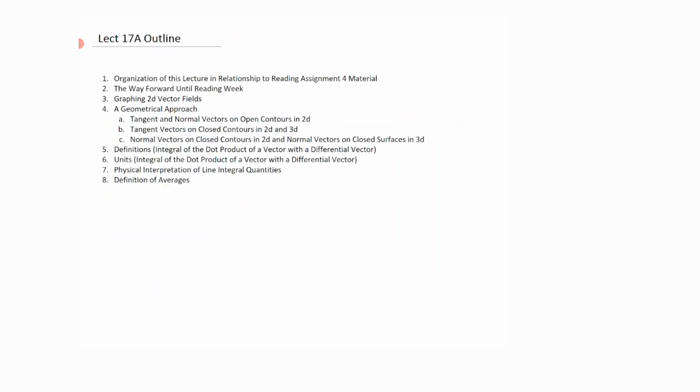All right, so this is just a quick summary of the outline. First thing we'll be dealing with is the organization of this lecture in relationship to Reading Assignment 4 and also the lectures going forward. Second, the way forward until reading week, what we'll be doing. Third will be graphing two-dimensional vector fields. And then items 4, 5, 6, 7, and 8 are a continuation in terms of what will be covered in this lecture.